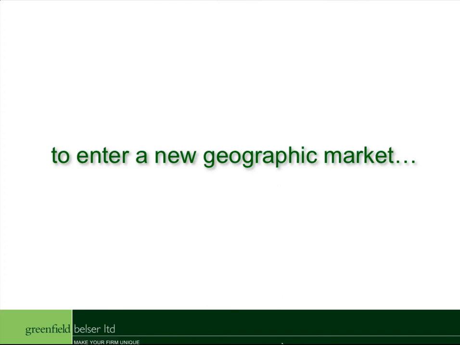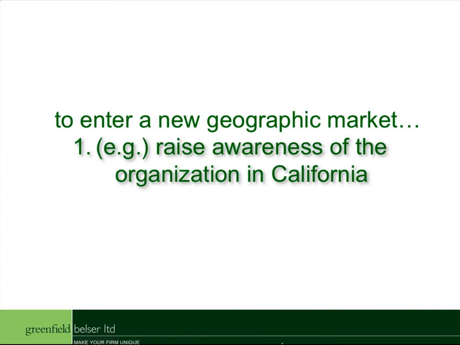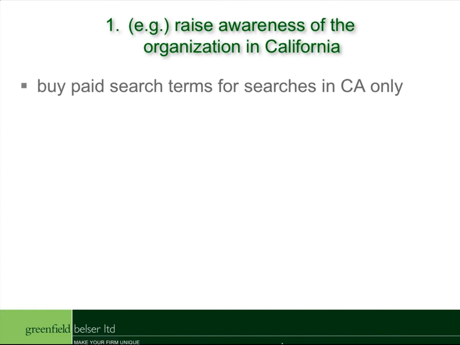All right. Our third scenario is around entering a new geographic market. The example that we pulled up here was an organization that wanted to raise awareness of this firm in the state of California. Say, for example, you're a large firm, you have a national presence, you just entered the state of California, and you're trying to figure out how do you let people know that you're there. There are ways to do this that are more targeted.